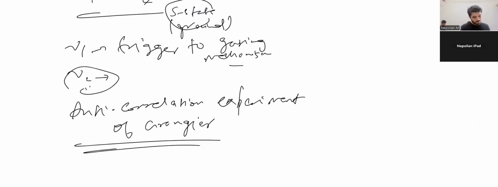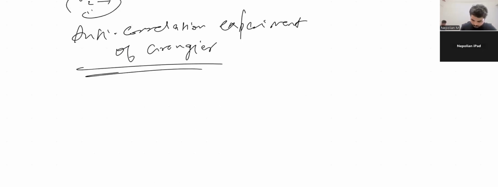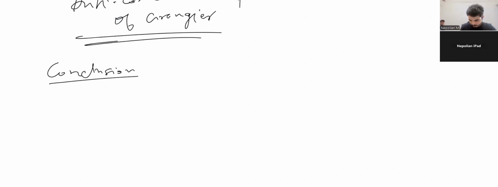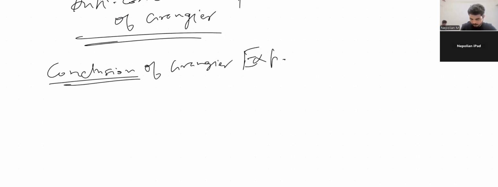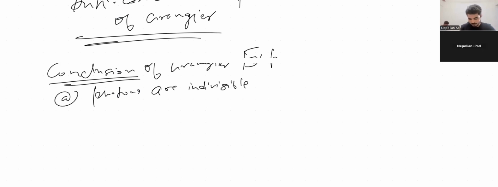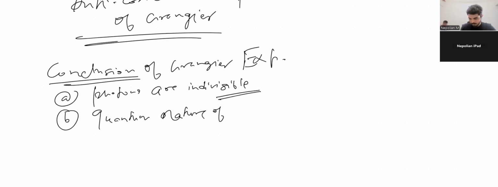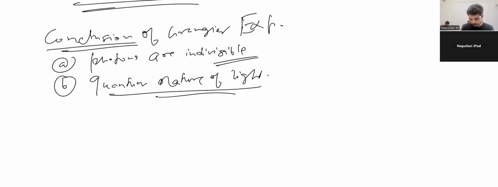So there were two famous conclusions from this experiment. Conclusion of the Grangier experiment: the first was that photons are indivisible, because if they were divisible, then we would have detected two photons simultaneously at the two detectors, but we didn't. So we conclude that they are indivisible. And the second thing that we confirmed from this was that light is quantum in nature. Okay, so that's it for my part. Beam splitters next.